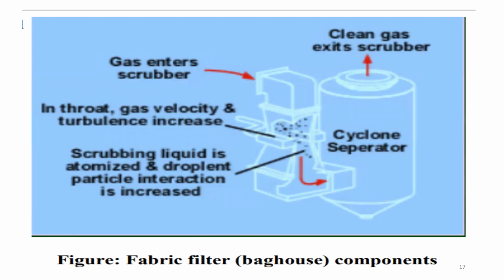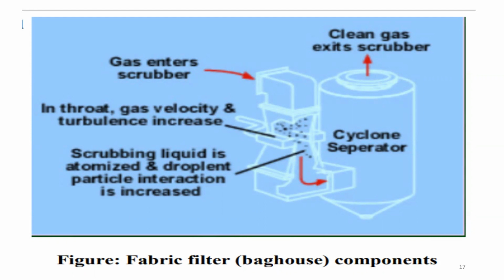Then this is the fabric filter, which is also called a bag house. This is a combination of the filter as well as the cyclone separator. Now you can observe from this diagram that the gas mixture, or the dirty gas, enters this fabric filter, and the design again has an inlet part, an outlet part and a throat part, like a Venturi scrubber.